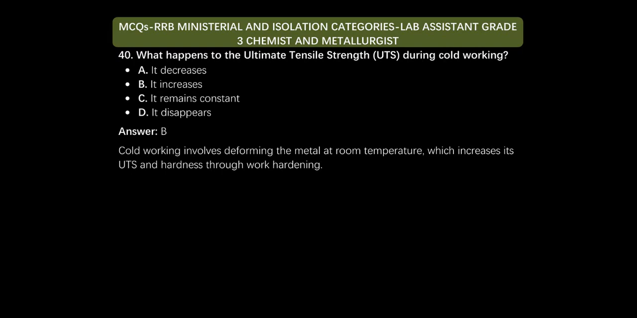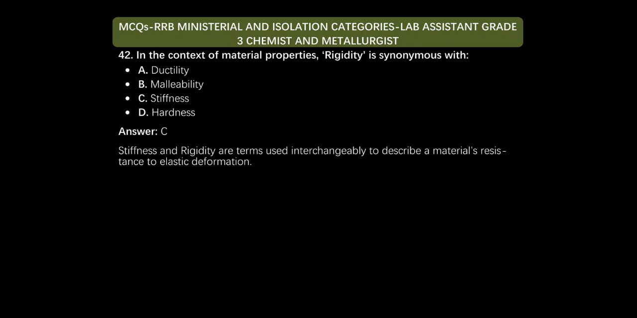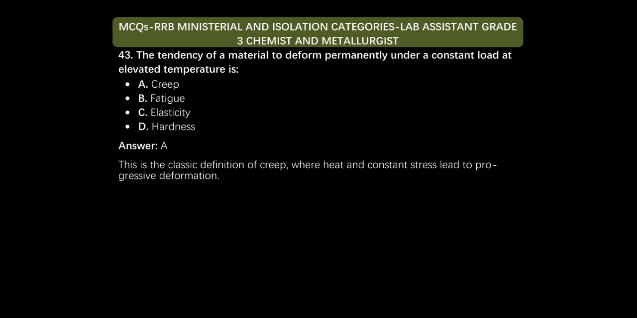Option B. It increases. A material used for a spring should primarily have high, option D, resilience and elasticity. In the context of material properties, rigidity is synonymous with option C, stiffness. The tendency of a material to deform permanently under a constant load at an elevated temperature is option A, creep.